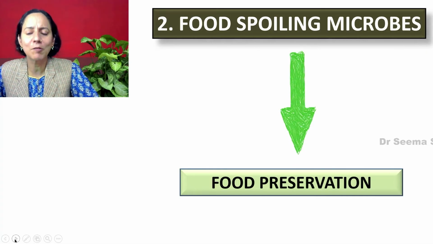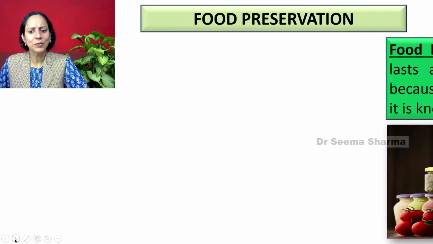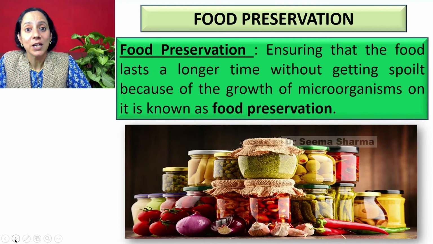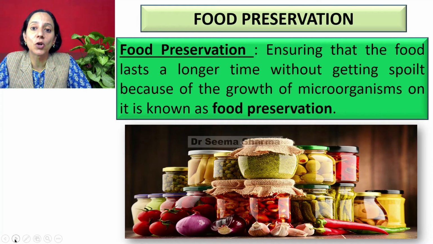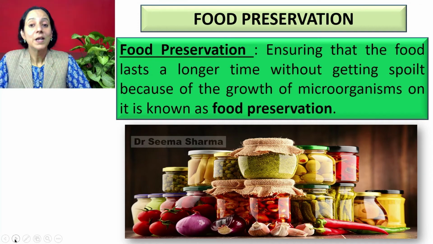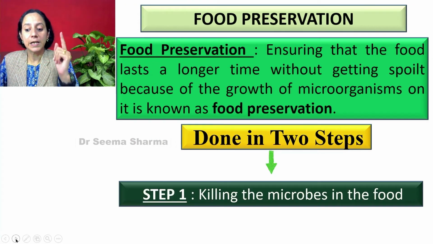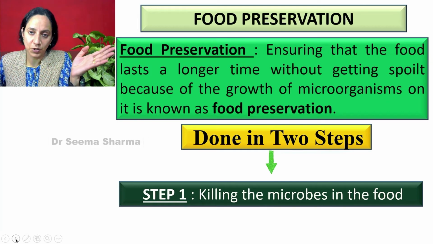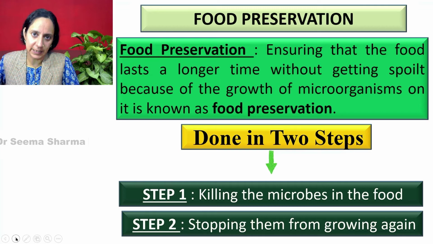But viewers, we have a variety of methods of food preservation. So what is this food preservation? Ensuring that the food lasts a longer time without getting spoiled because of the growth of microorganisms. It is known as food preservation. It can be done in two steps. First step is killing the microbes in the food. And second step is stopping them from growing again.